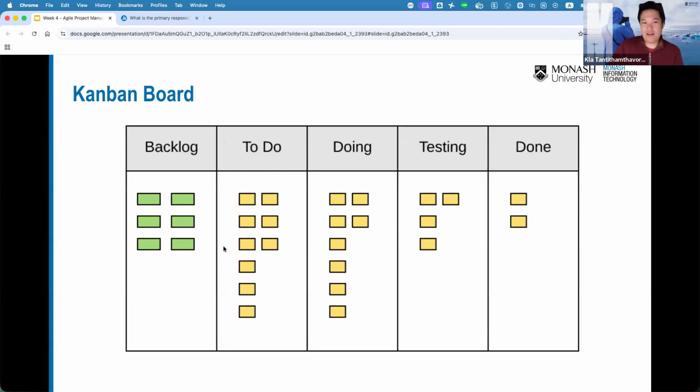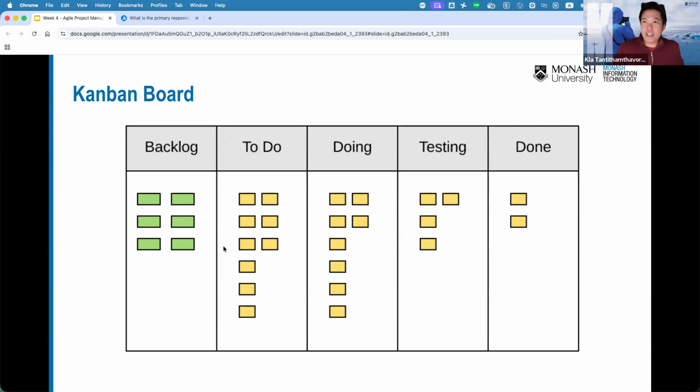So in short, it's about the flow. The flow of the task, just the way to visualize it, whether the tasks are in the backlog, doing, blocked, testing, or done. Just the flow.